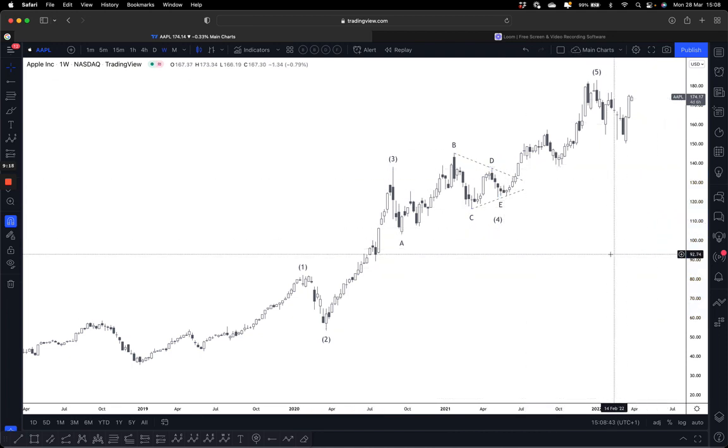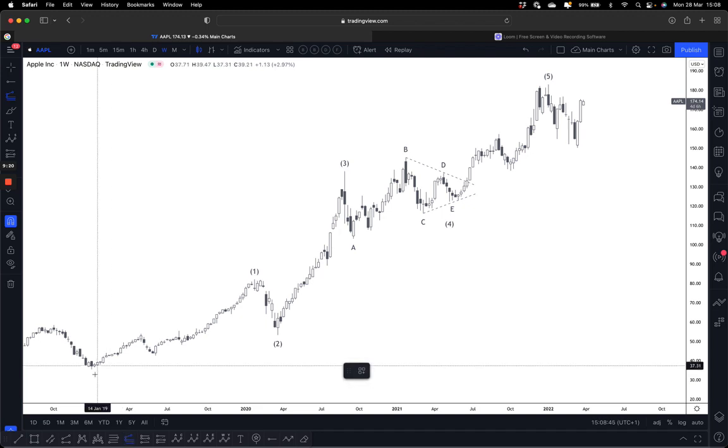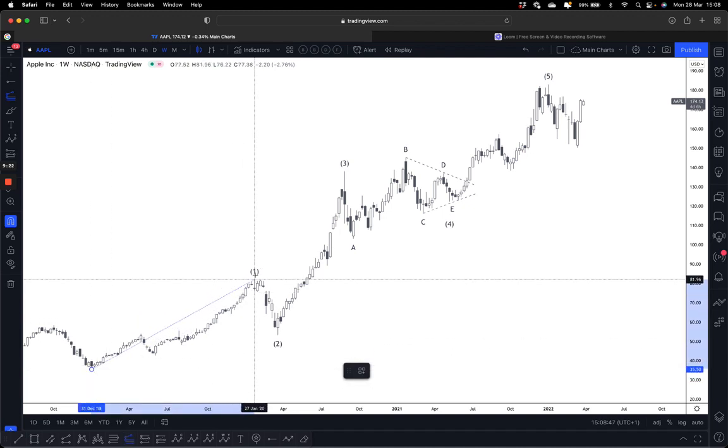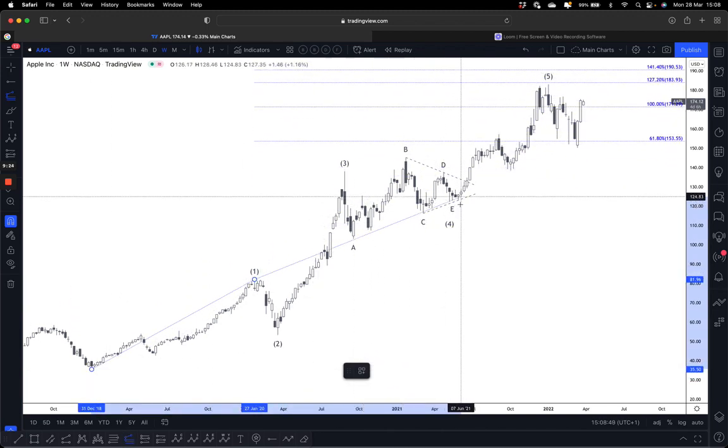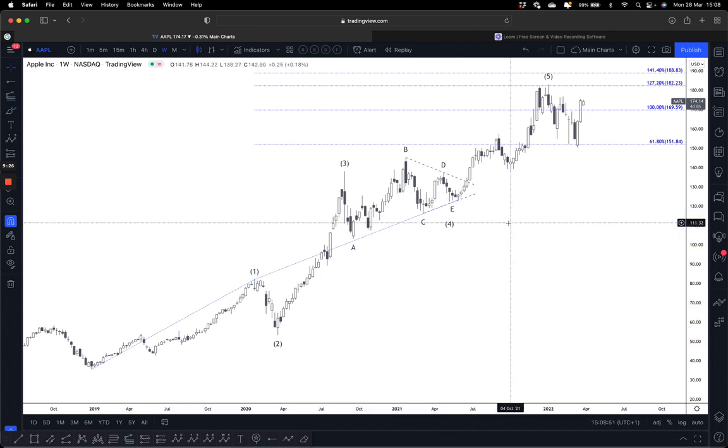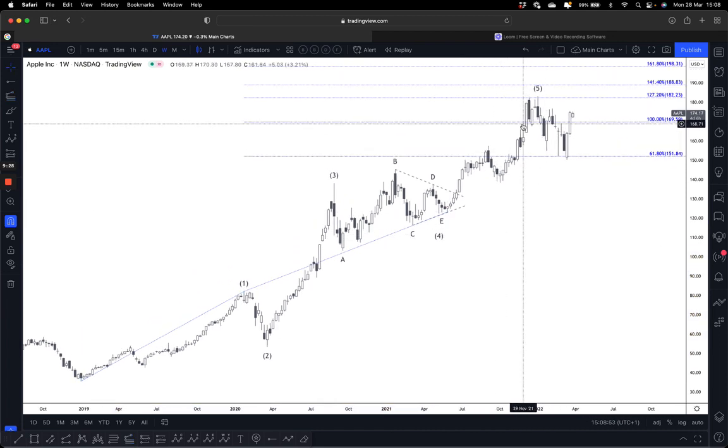And then finally, wave 5, let's have a look. There we go. We can see that it did reach the 100% of wave 1, but it did extend a little bit into 1.272. The 1.618 is here, so we can see price touching 1.21, 1.272, 1.414, and going up to 1.618.